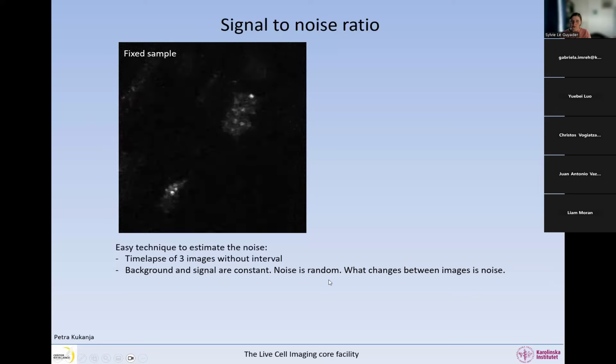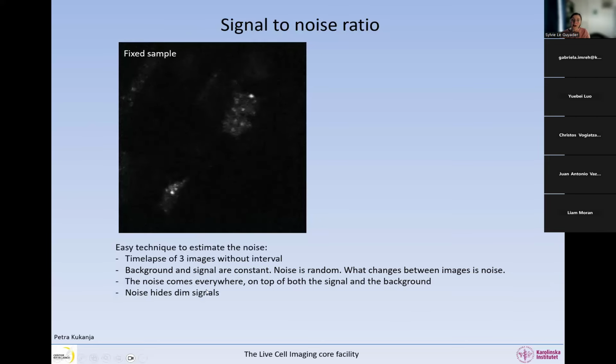But the noise is random. The noise is everywhere on the image, regardless of where we are. It changes from one image to the next because it comes randomly. So if we take 3 images, it's going to be different in each. It's a bit like snow. The noise comes everywhere and it comes on top of the signal and the background.